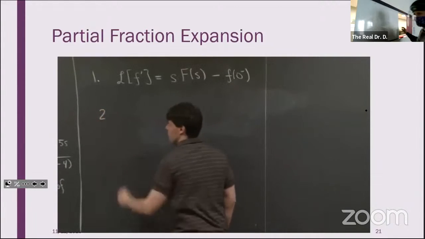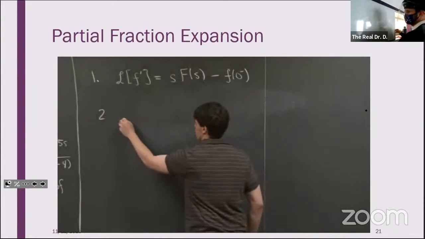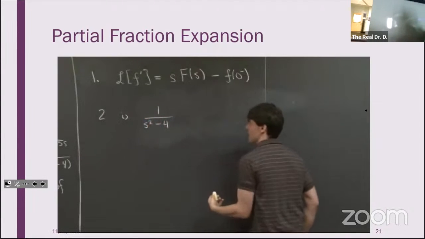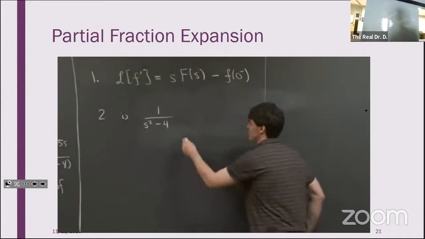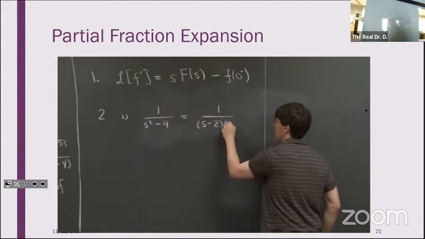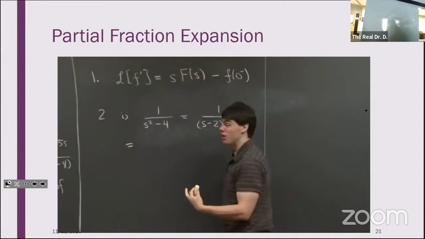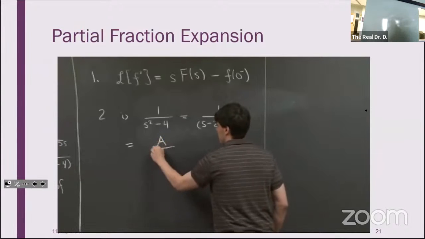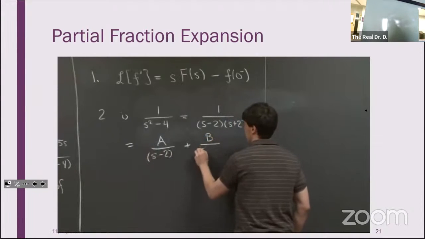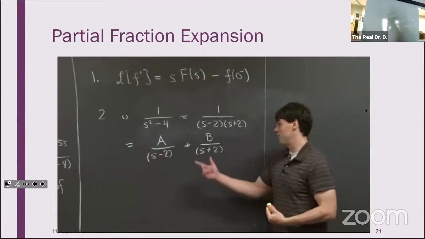For part two, we're asked to find the inverse Laplace transform for three different functions. The first one is 1 over s squared minus 4. And we see here that we can factor the denominator into 1 over s minus 2 times 1 over s plus 2, which means that we can use a partial fraction decomposition, which has the form A divided by s minus 2, plus B divided by s plus 2. And now we need to solve for the coefficients A and B.